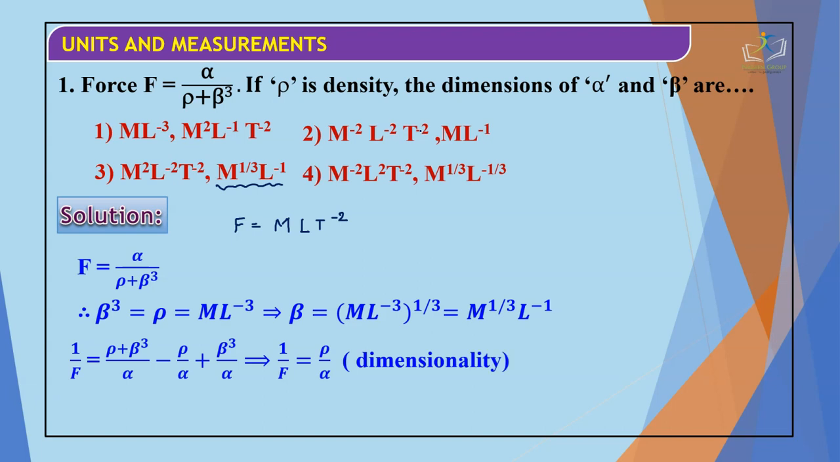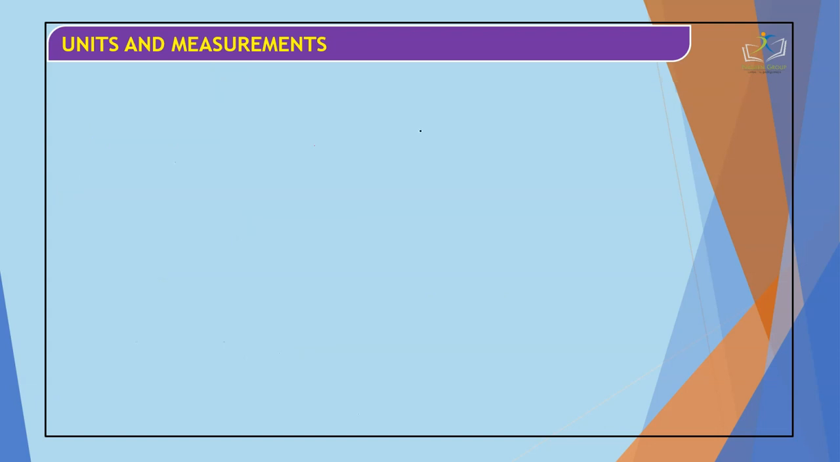Similarly, we put in this value of beta and get the value of alpha also. Alpha will be M^2 L^-2 T^-2. So this is the value of alpha, students. According to this, the correct answer which we have is 3.